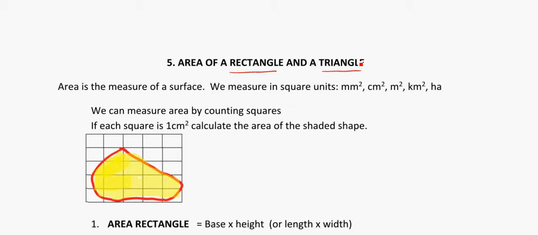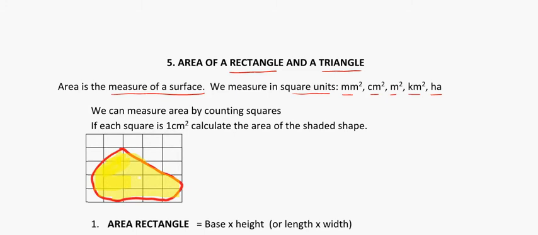Now, what is area? Area is the measure of a surface, like the surface of your desk or the floor, without any depth, just the top of it. You measure area in square units, so it's either millimeters squared, centimeters squared, meters squared, kilometers squared, and a special area of hectares.